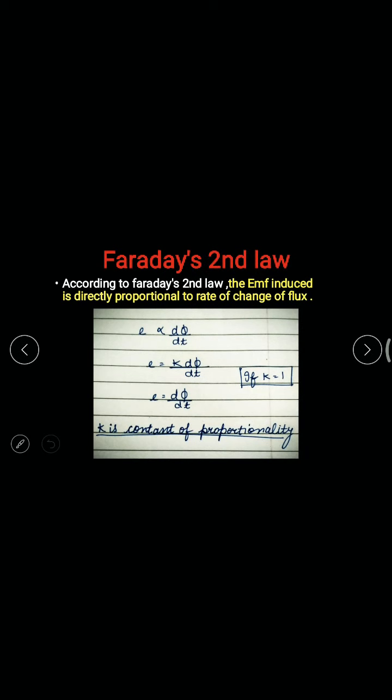Next is Faraday's second law. According to Faraday's second law, the electromotive force induced is directly proportional to the rate of change of flux. When we remove this proportionality sign, we obtain equal to K, where K is the constant of proportionality, and if this K is equal to 1, the electromotive force induced will be equal to d phi by dt.